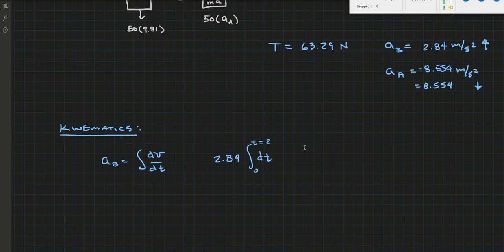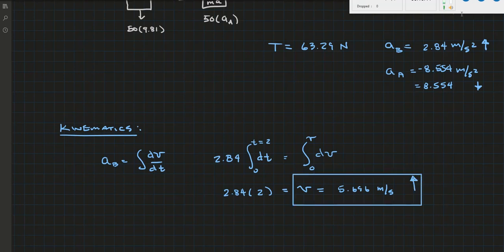All right, and then that equals the integral of dv from 0 to v. So 2.84 times 2 equals the velocity. The lower limit was 0 because we had an initial velocity of 0. And this equals 5.696 meters per second. It's positive, which means we are heading up. And that's it.